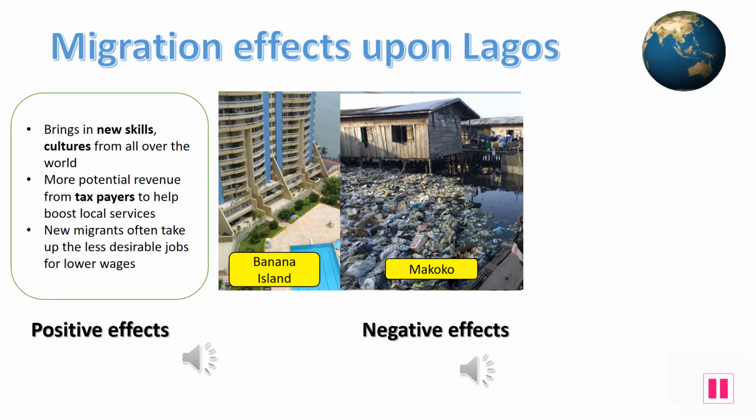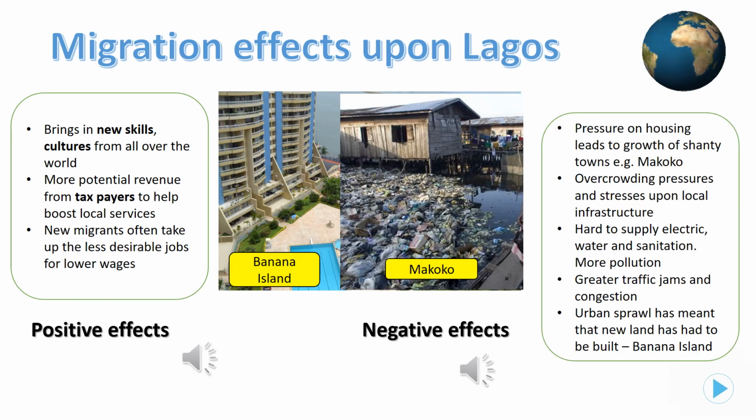On Banana Island, every year there's a diversity celebration with a big parade. Extra people in an area has the potential to create positive multipliers for the Lagos region. There are now more taxpayers to help pay for services, as well as potential customers for the city businesses. Migrants often take up less desirable jobs for lower wages, which can also boost the profits of local businesses in the area.